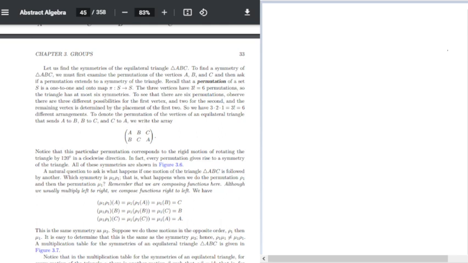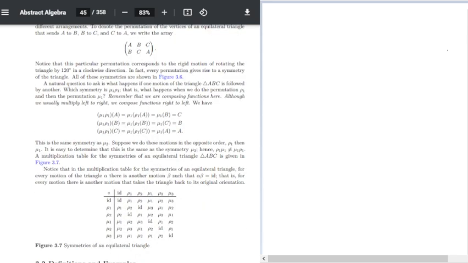To denote the permutation of the vertices of an equilateral triangle that sends A to B, B to C, and C to A, we write the array ABC, BCA. This should be read downwards: A is sent to B, B is sent to C, C is sent to A.